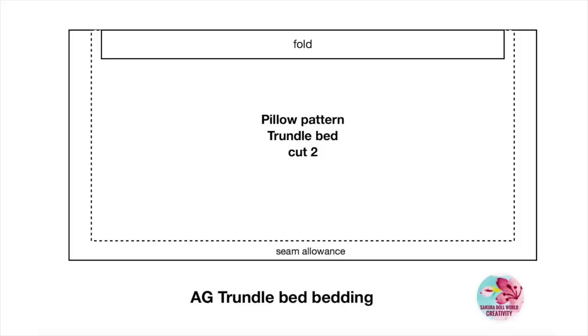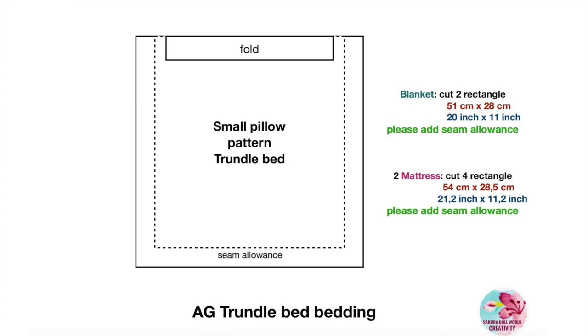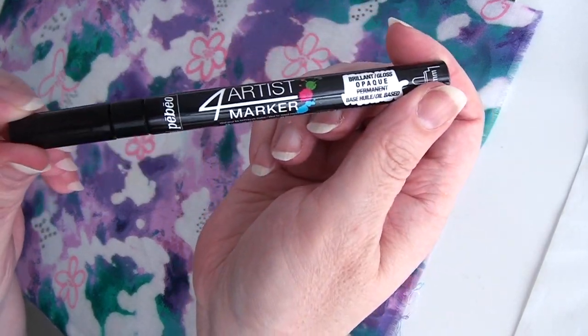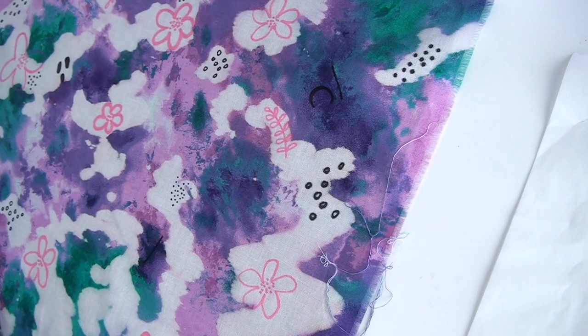Now it's time for the bedding. Cut out the pillows. You can use our pattern from our blog. Cut the pieces out. For the blanket and mattress, cut out the fabric rectangle. Don't forget to add seam allowance.